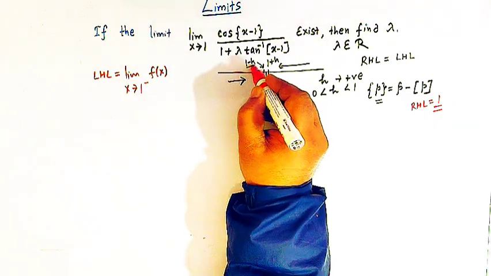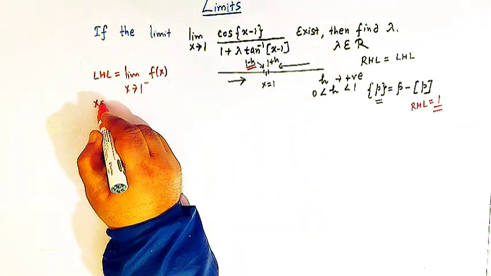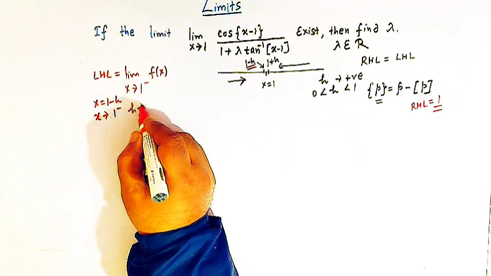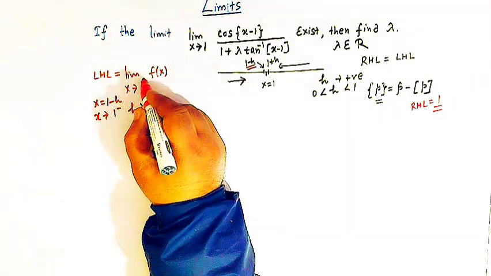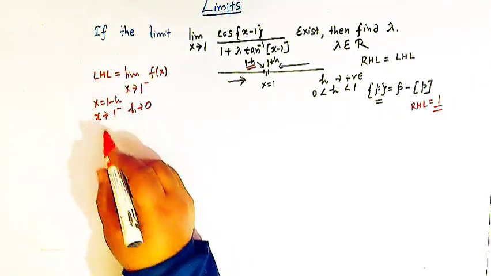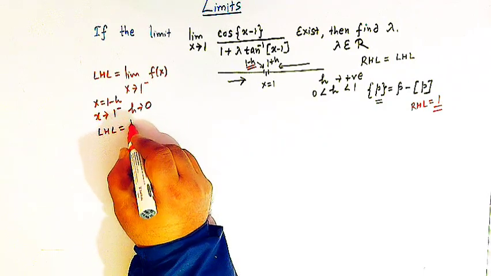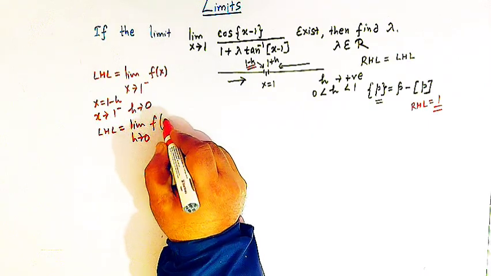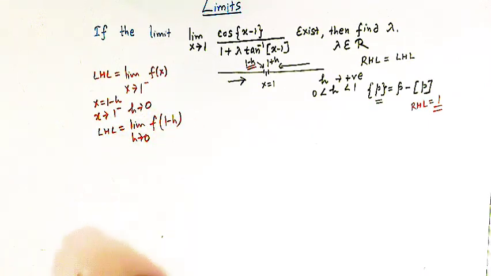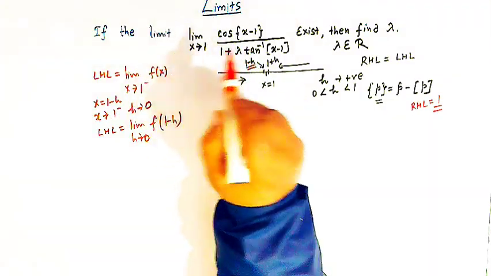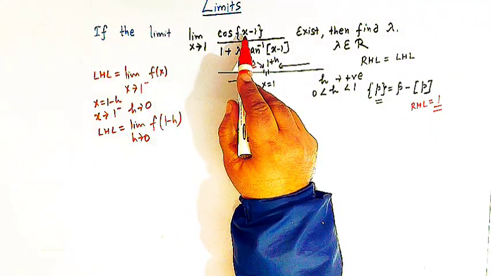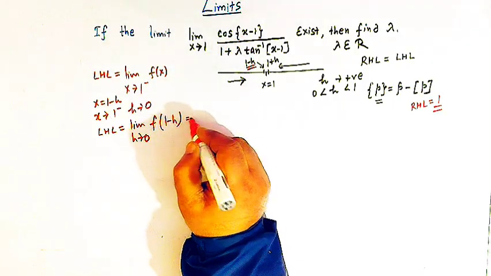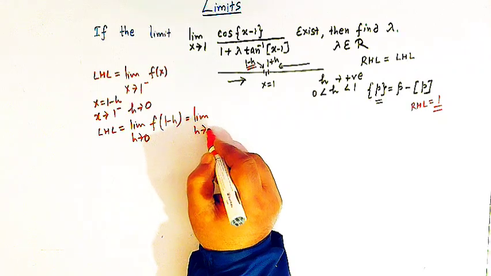So now we can take x is equal to 1 minus h. When x tends to 1, then h tends to 0, right? So again rewriting this left hand limit in terms of h, we have limit h tends to 0, and here we have f of 1 minus h. Now f of 1 minus h can be written with the help of this expression by replacing x by 1 minus h. So we have limit h tends to 0.